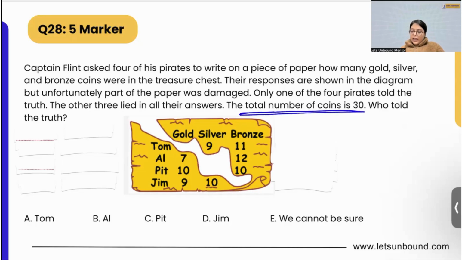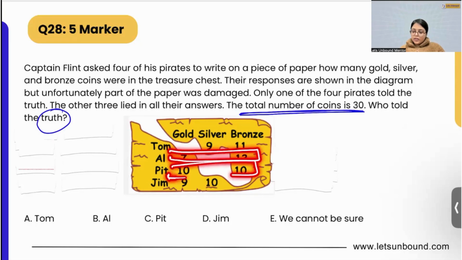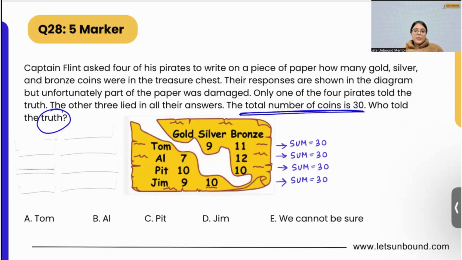Important information. And they're asking who told the truth. So we need to figure out which of the four pirates is speaking the truth, and obviously the rest of them will definitely be lying. Since the total sum of coins is 30, we don't know how many gold coins Tom said, but whatever the total of gold, silver and bronze is, it's going to give you 30. Similarly, this is also 30, this also, but we don't know who is telling the truth and who's telling the false. So the sum is 30. Okay, let's just start from Tom.